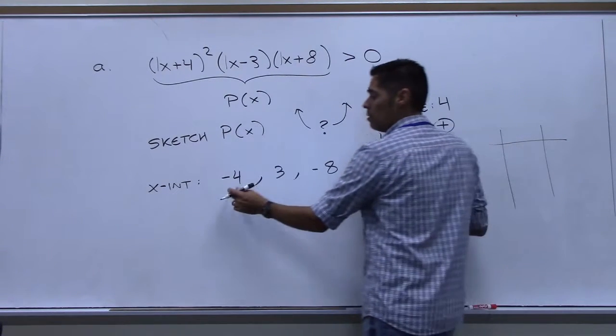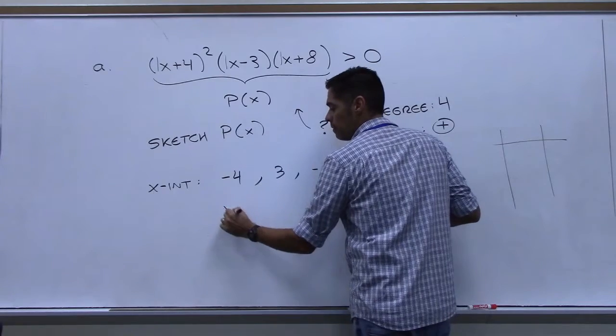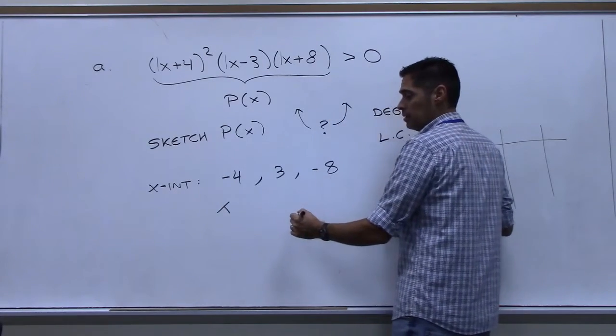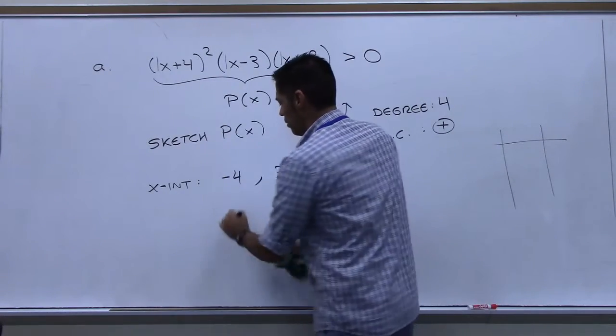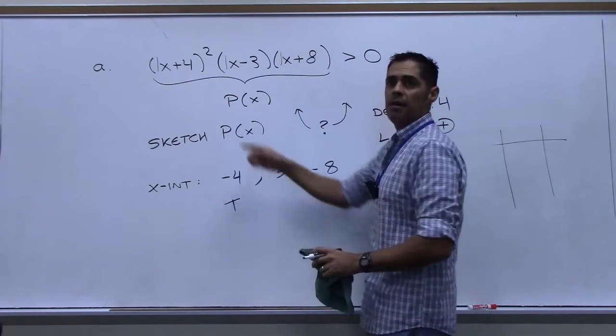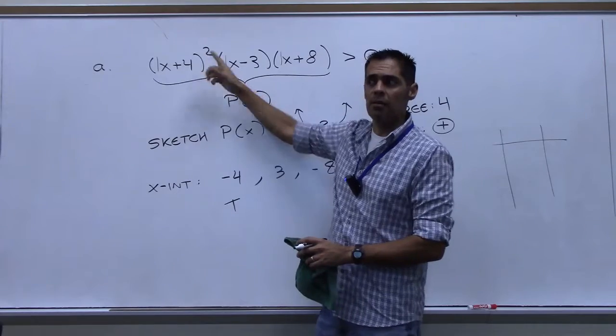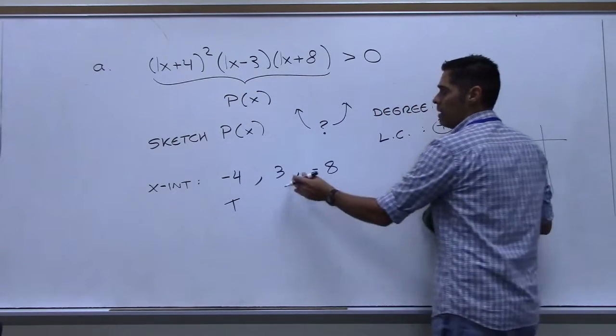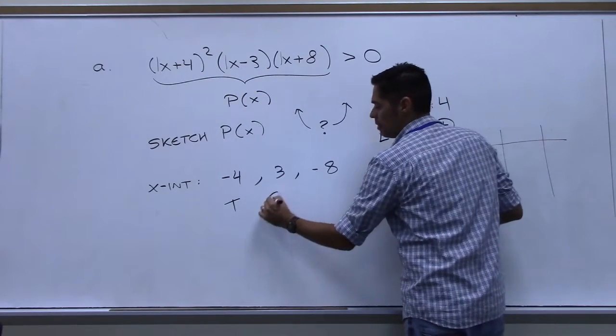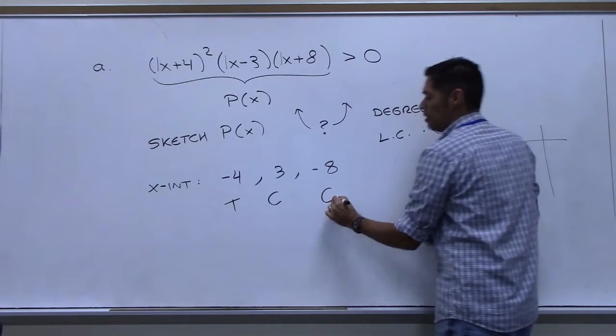So am I going to touch or cross at these? How about negative 4? Touch. T for touch. And that's because the multiplicity is 2, right? So even power, it's going to touch there. How about for the 3? Cross it. And negative 8? Cross it.